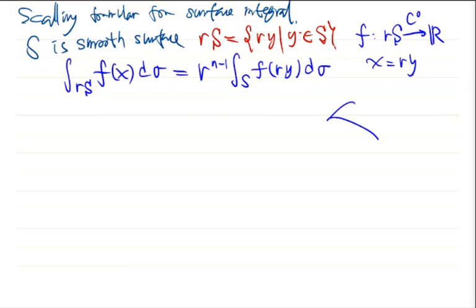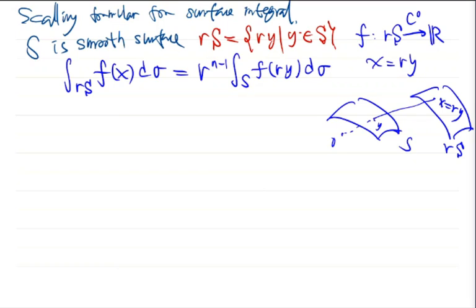So this is a surface S. Another surface is rS. So y is here. x equals ry is another surface, 0 is here. Okay. The proof is very easy, just by the definition of the surface integral. Proof.